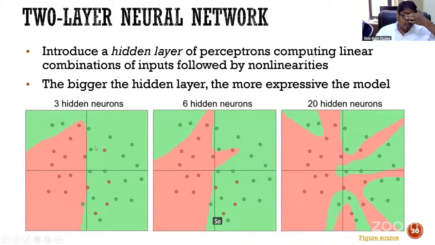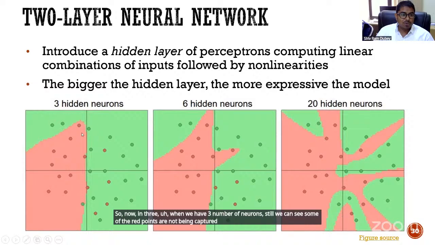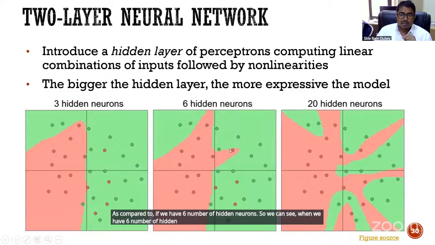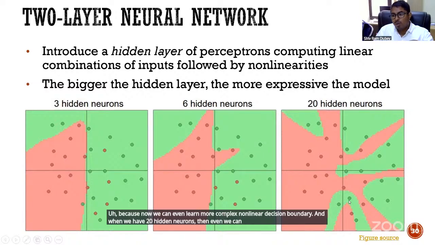Now when we have three neurons, we can still see some of the red points are not being captured into the decision boundary of the red class. Why? Because the learning capability of the neural network with only three hidden neurons is still limited as compared to if we have six hidden neurons. When we have six hidden neurons, this particular red point is also captured very well in the red island, because now we can learn a more complex non-linear decision boundary. And when we have 20 hidden neurons, we can learn an even more complex decision boundary.